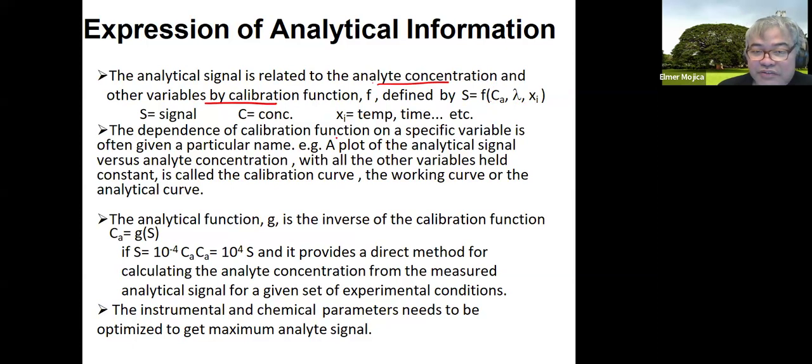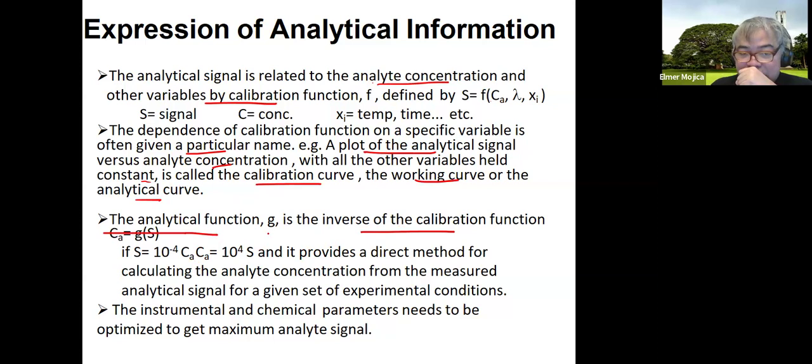Now, the dependence of the calibration function on a specific variable is often given a particular name, like a plot of the analytical signal versus analyte concentration with all the other variables held constant. That is a calibration curve, a working curve, or analytical curve. And then we also have the analytical function, which is just the inverse of the calibration function. So C_A equals G of S, where S is the calibration function of the concentration and the analytical function is its inverse.